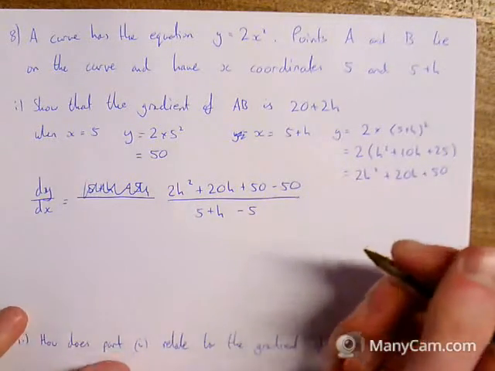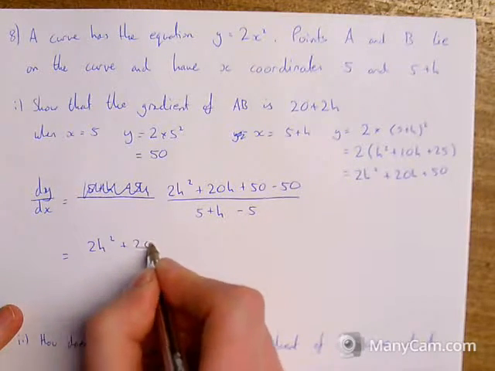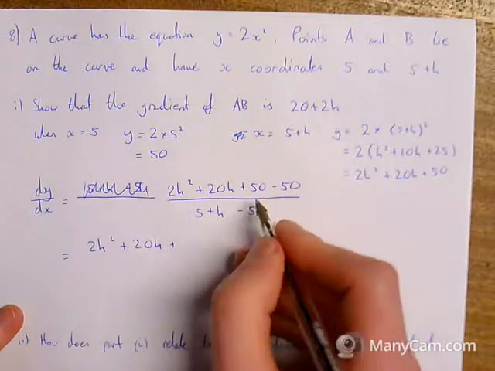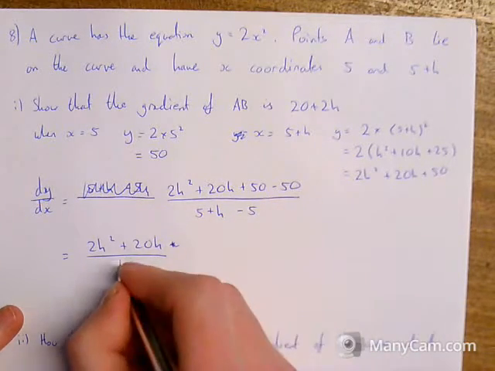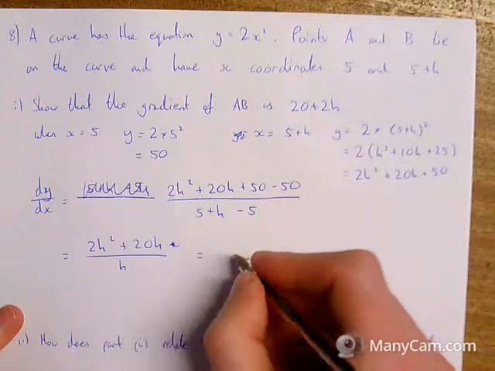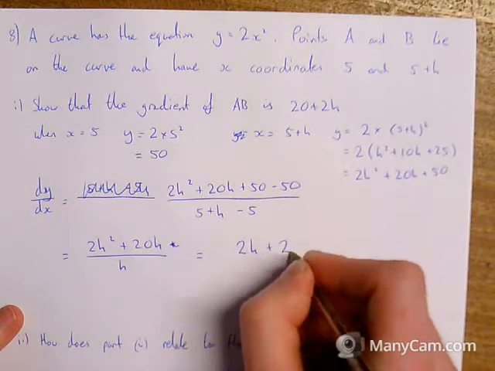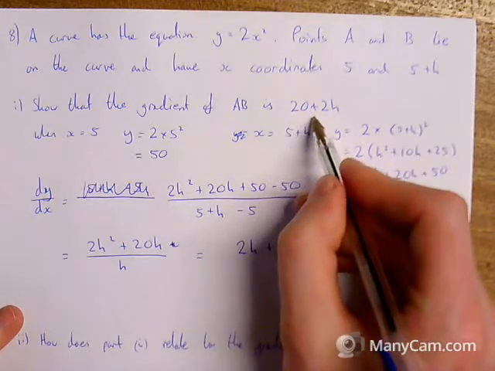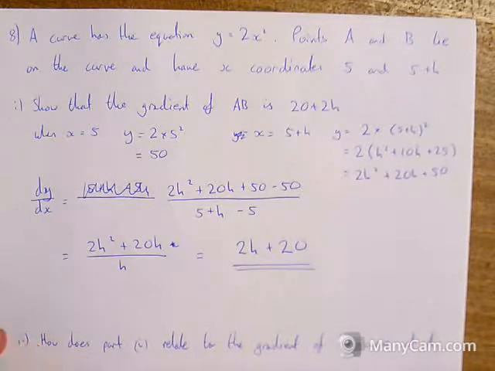Then simplifying that, I get 2h squared plus 20h, and then the 50 and minus 50 cancel out, and then divided by just h. Simplifying that a bit further, we end up with 2h plus 20, which is what the question originally asked for. So then you're finished. That's your final answer for 4 marks on part 1 of that question.